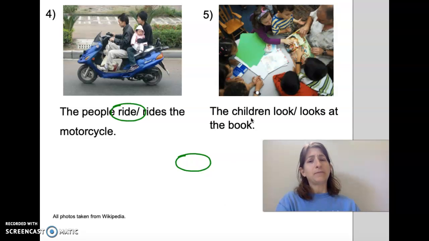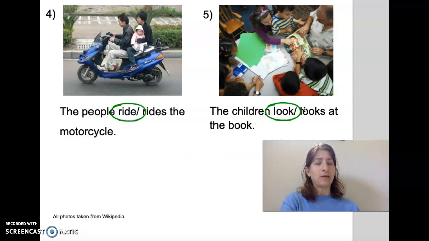Here's another one, the children. The children look or looks at the book? Well, children's not like saying he or she, because he means one person, she means one person, it means one person. But if I have children, that's more than one person. So I don't need an s on the end of what they do. I just want the regular word. The children look at the book.